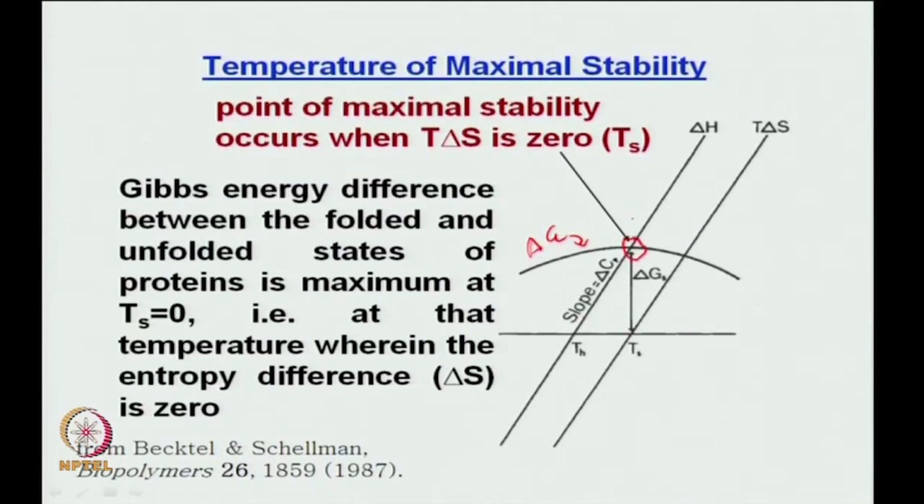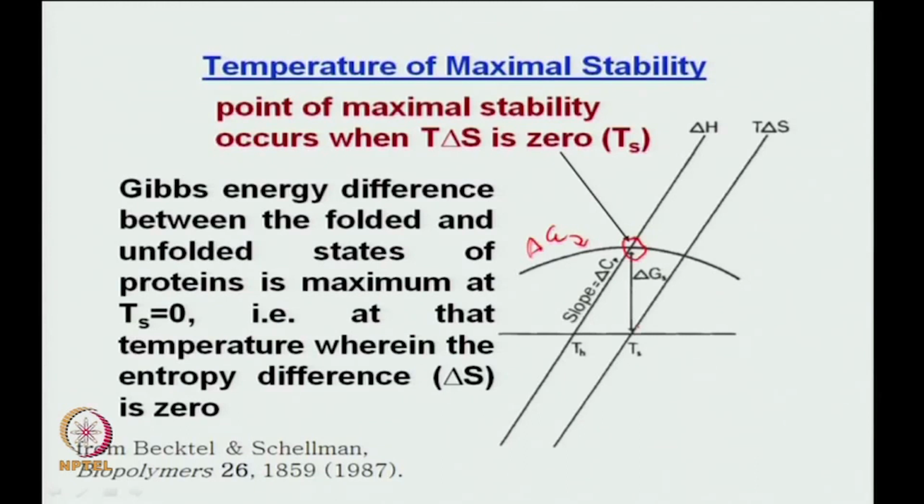Look at this point. Delta G is undergoing a maximum at this circle point, and what does this circle point correspond to? It corresponds to TS. What does this tell you? This tells you that where the entropy of transfer is 0, your delta G is actually at its extremum, which in this case is a maximum.